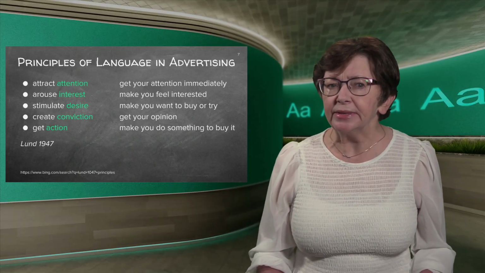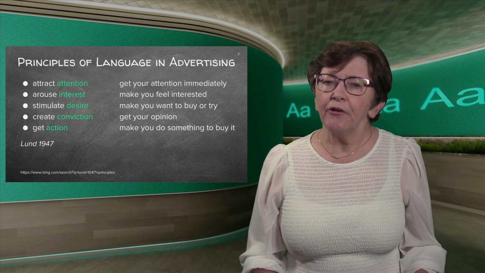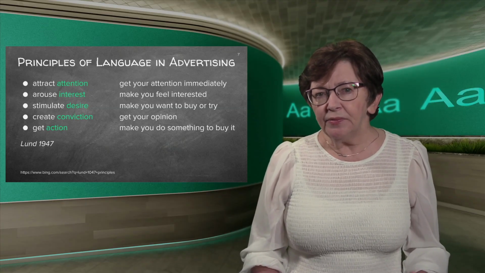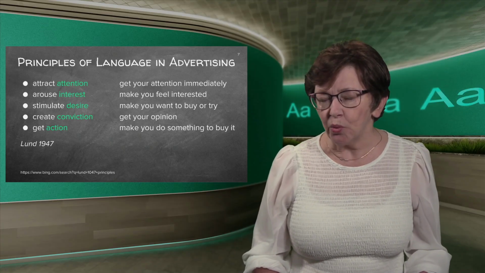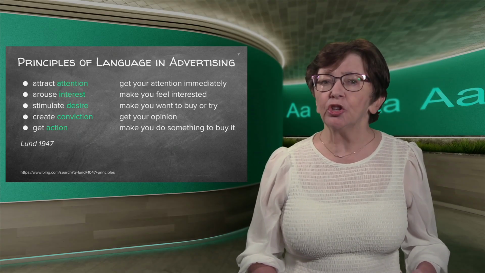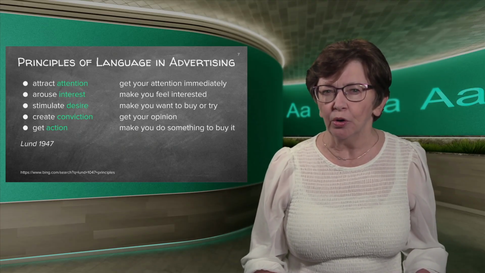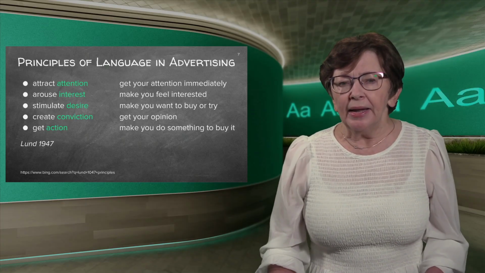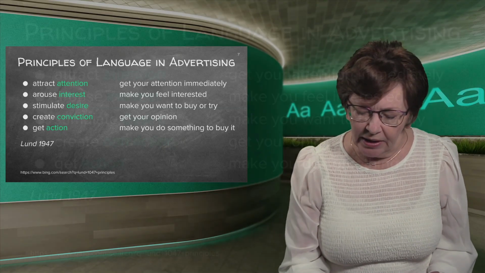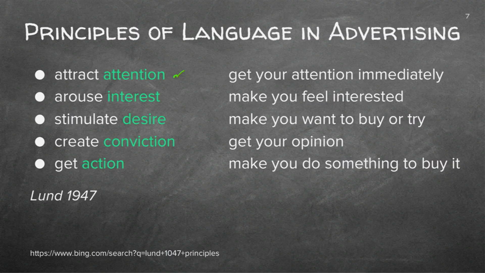Now, Lund in 1947 came up with five principles of language in advertising. And he says that advertisers very cleverly use language specifically to create a certain effect or to reach a certain goal in terms of their advertisement. And in every advertisement, he said, there must be language that will attract attention. You must first attract the attention. It's almost similar to the AIDA principle, but attract the attention of your viewer.